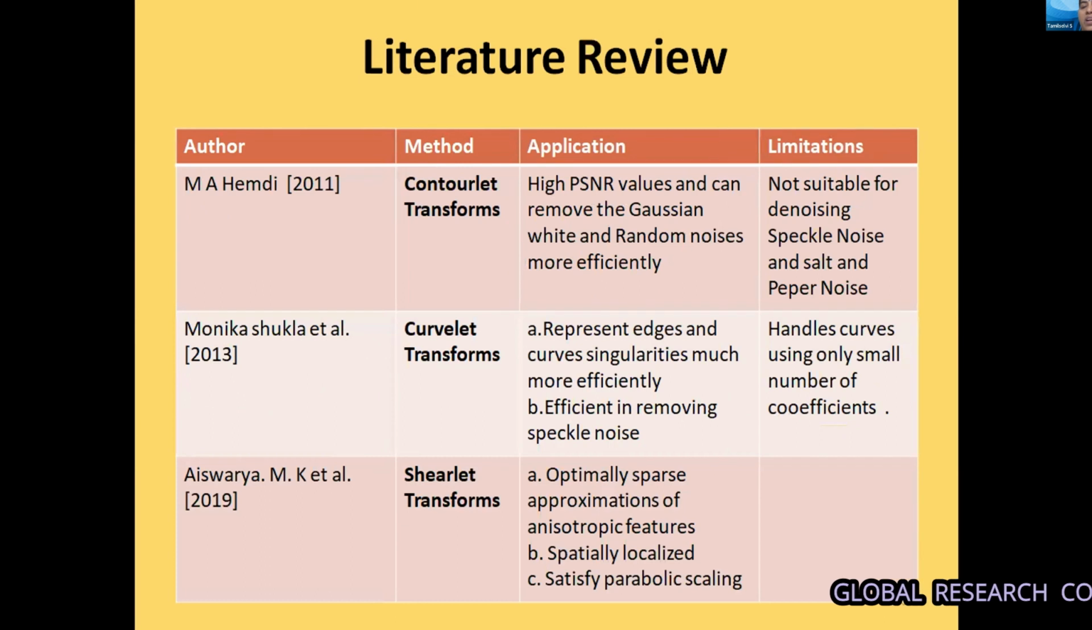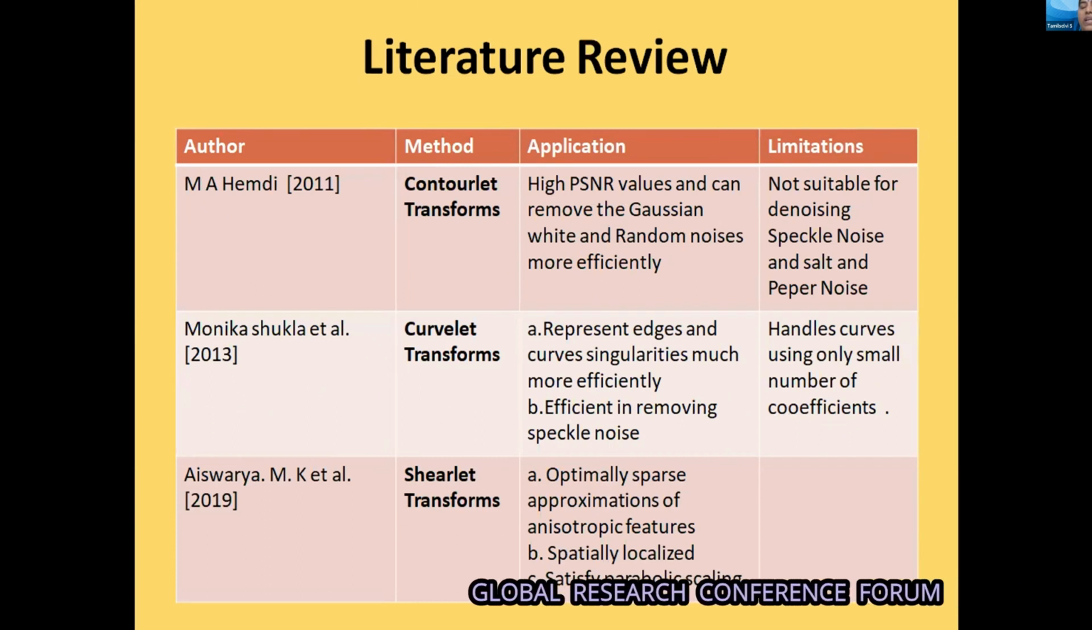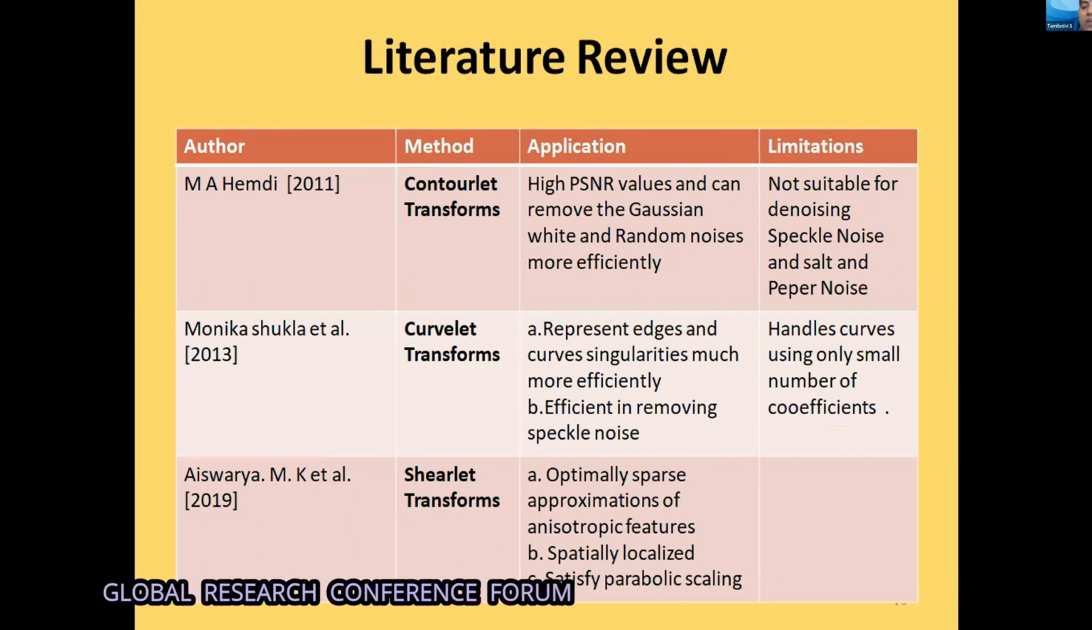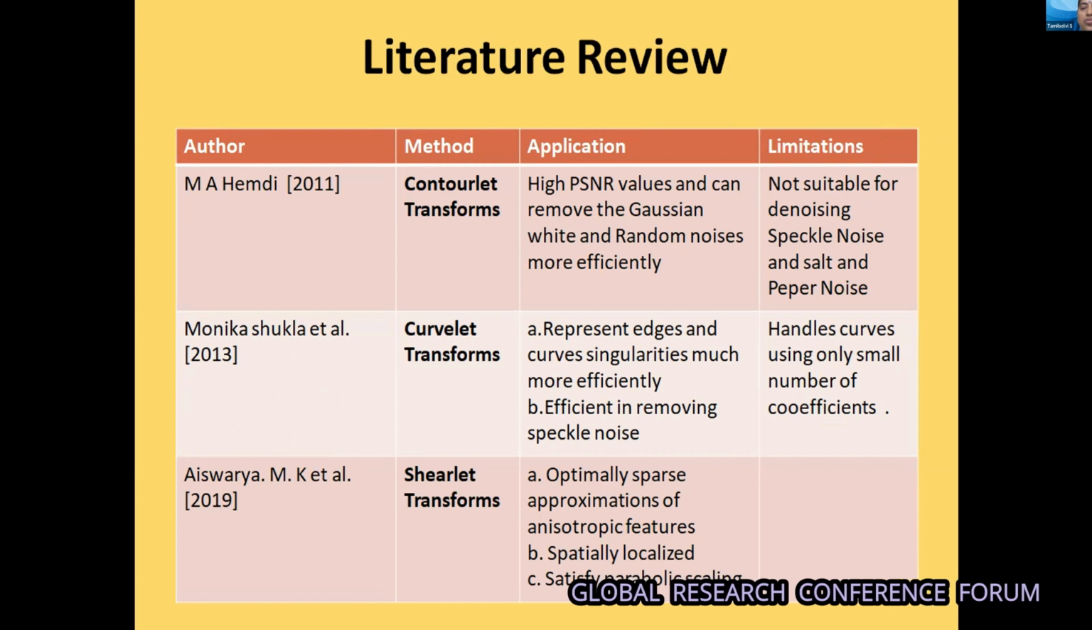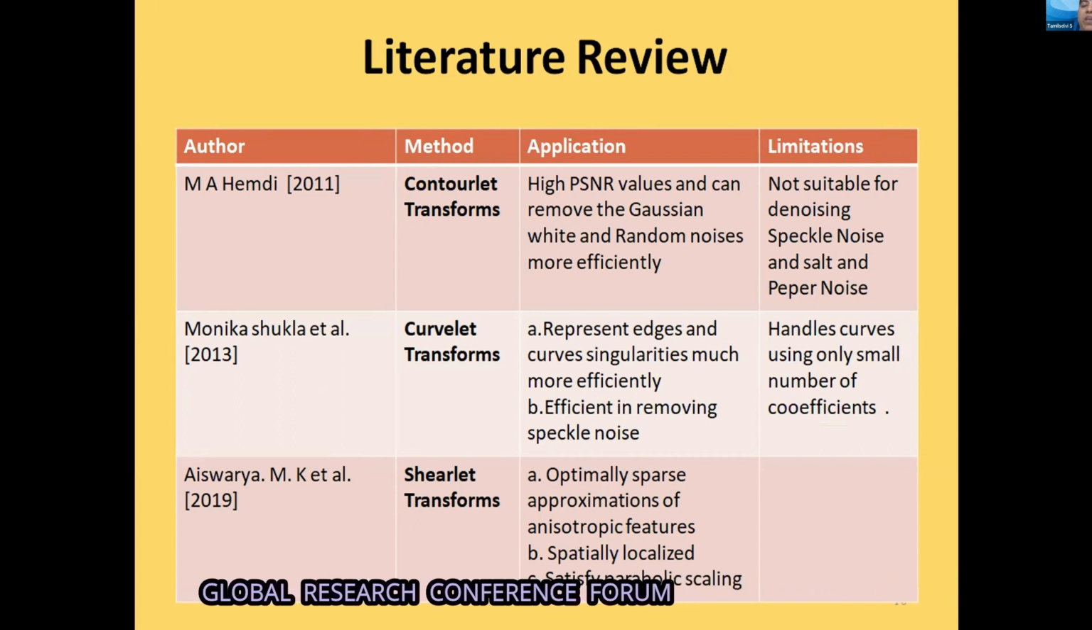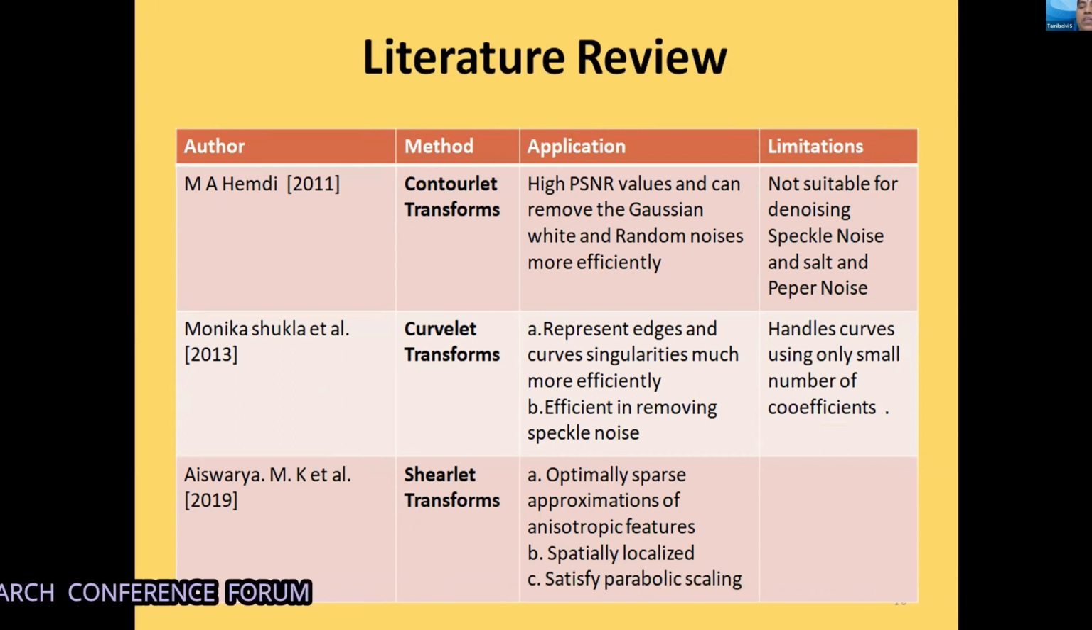Next, the contourlet transforms. Here also quality denoising is happening, but it is used mainly to remove Gaussian noises. Especially in medical images, we have speckle noise, which is a multiplicative noise. This is not suitable for that.